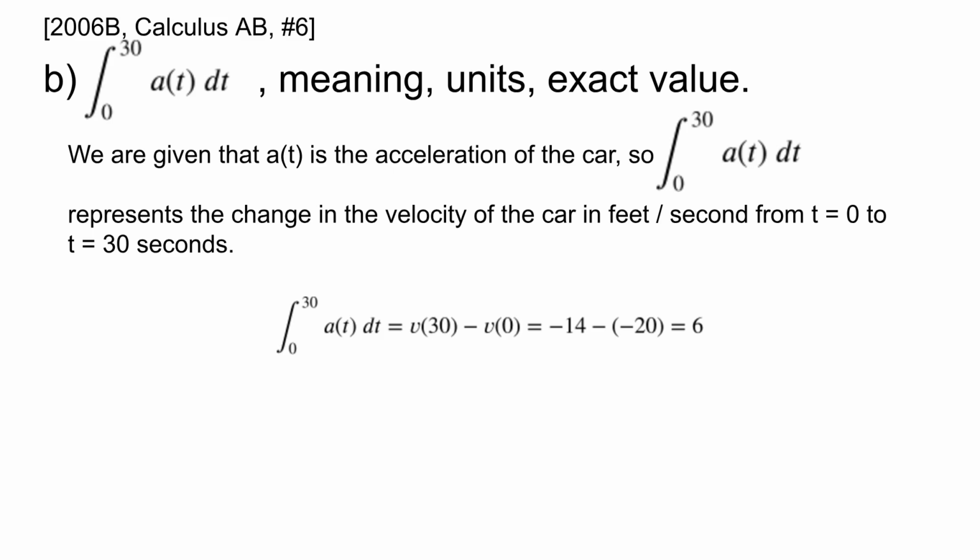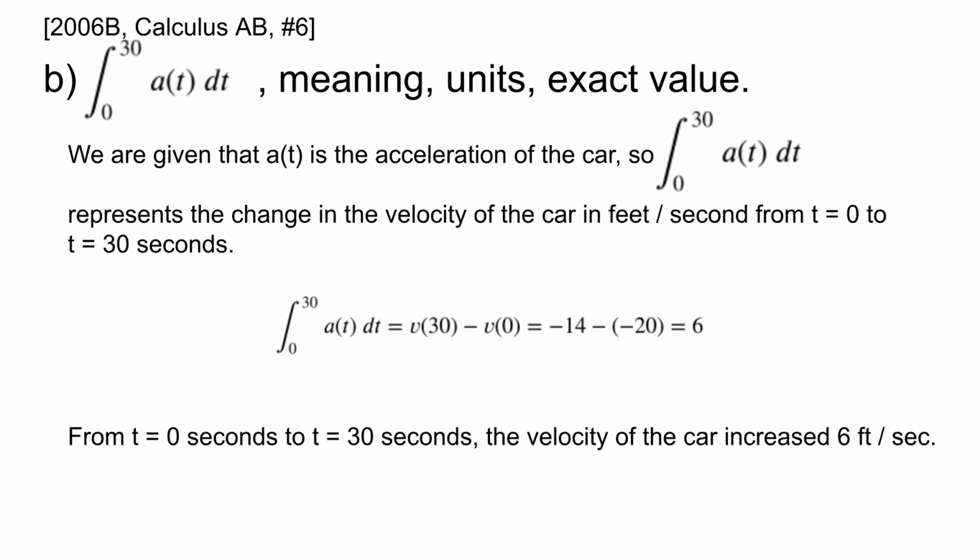The integral from 0 to 30 of a of t dt will just be v of 30 minus v of 0, which is negative 14 minus negative 20, which is positive 6. So from t equals 0 seconds to t equals 30 seconds, the velocity of the car increased 6 feet per second.